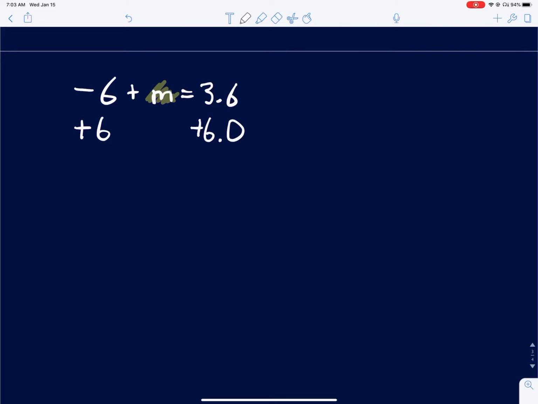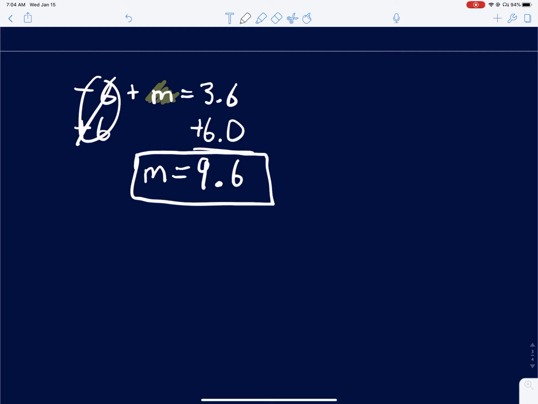Okay, we'll even put 6.0. 6 and 6.0 are the same as 6.00 as is 6.000. Okay, so -6 plus 6 is 0. We're left with just positive m on that side, and we'll add these up. We end up with 6 plus 0 is 6. 3 plus 6 is 9. So m equals 9.6. And that is how we solve our one-step equations.